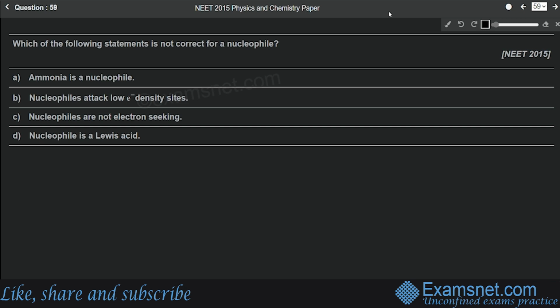Question number 59 is from the chapter Organic Chemistry, Some Basic Principles and Techniques. And the question is, which of the following statements is not correct for a nucleophile? So what is a nucleophile? It is a species that provides electron, right? That means it is an electron-rich species. Now let's see the options. The first statement says that ammonia is a nucleophile. Yes, this is the correct statement.